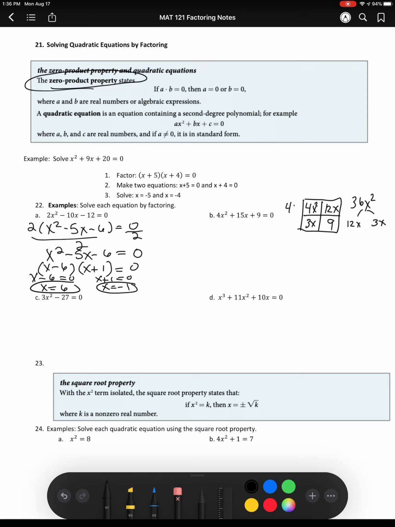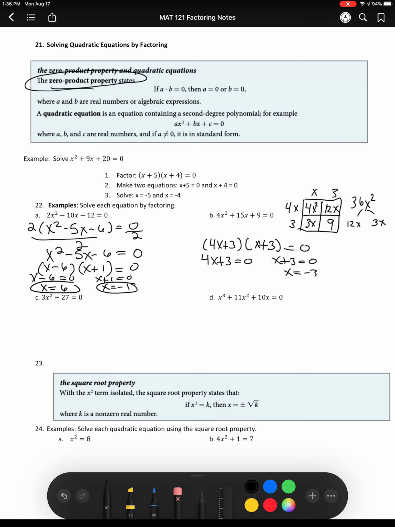Factor out the GCF of each row, which is 4x and 3. And when I do that, what's left is x and 3. So this one is 4x plus 3 times x plus 3 equals 0. And since it's an equation, we have to keep going. So 4x plus 3 equals 0 and x plus 3 equals 0.